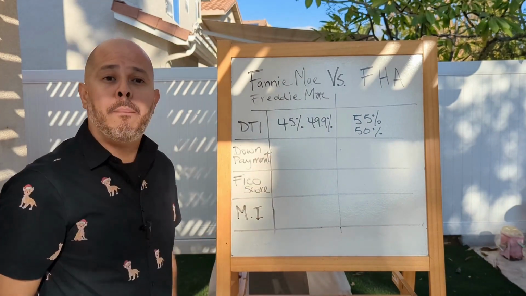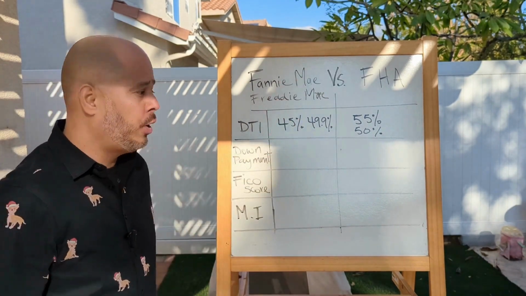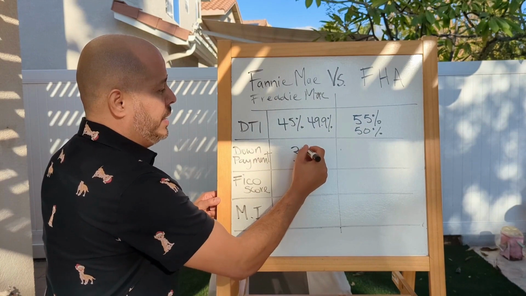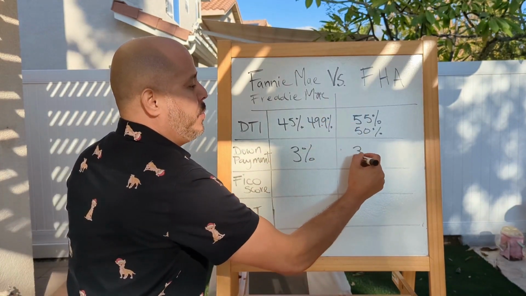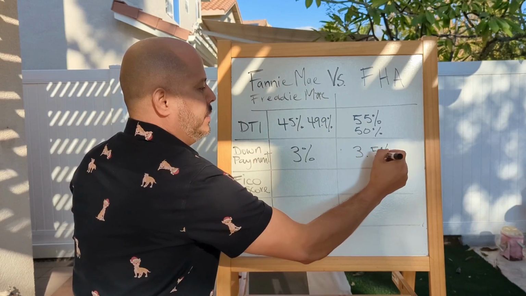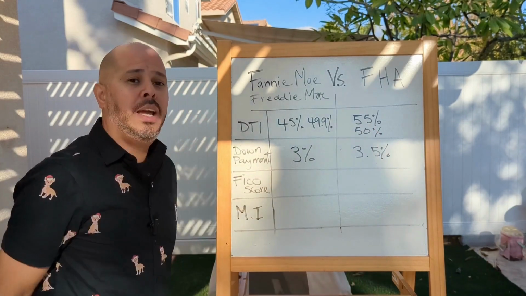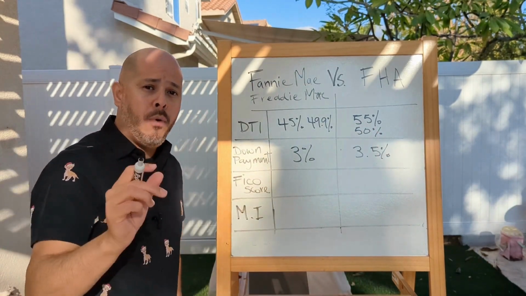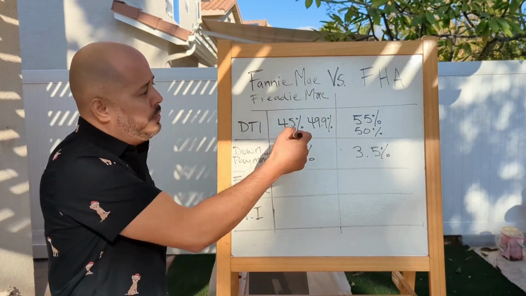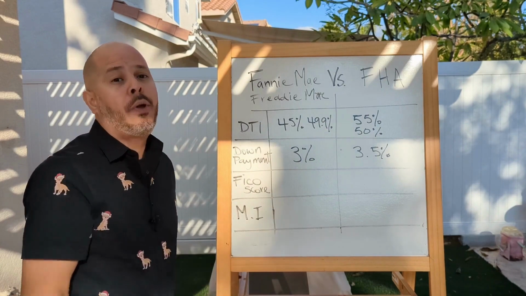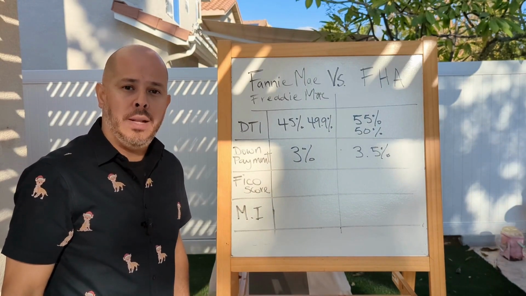Next, we're going to move on to the down payment. Conventional loans do allow 3% down payment. FHA does the minimum 3.5%. So FHA does ask for a little bit more. Conventional, you can go 3%. Usually conventional, we'll talk about it, is going to require a higher credit score.